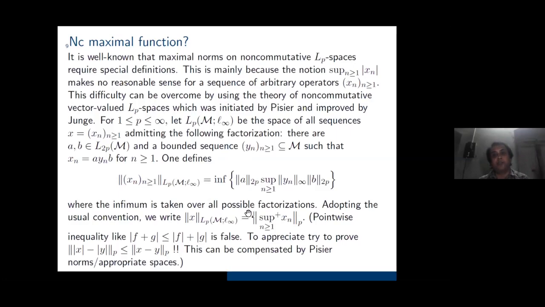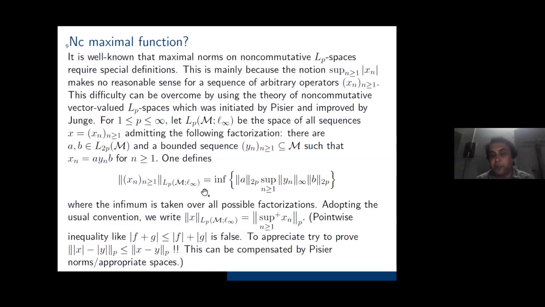But anyway, this is a very nice space. It is a Banach space and everything. It has a dual, and it behaves well with complex interpolations and everything. The main thing is that now we have a notion of norm of maximal functions. So now you can attempt to find a Dunford-Schwartz ergodic theorem. Just one thing I want to say.